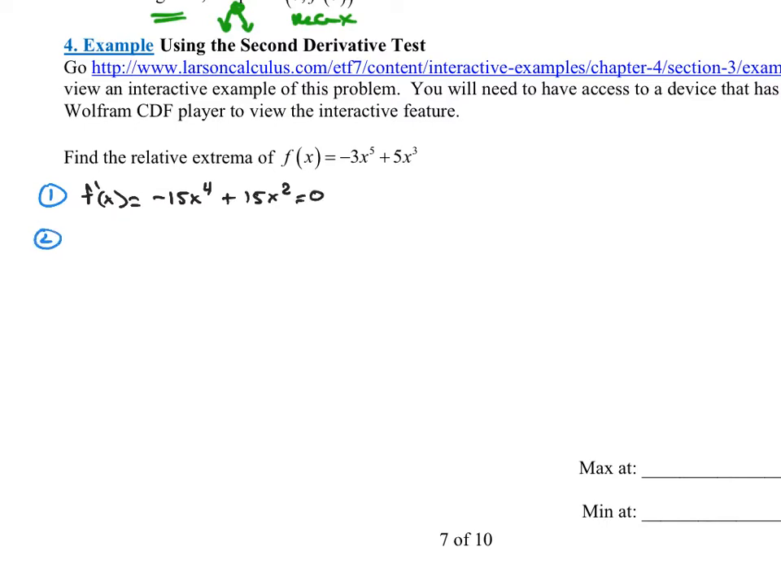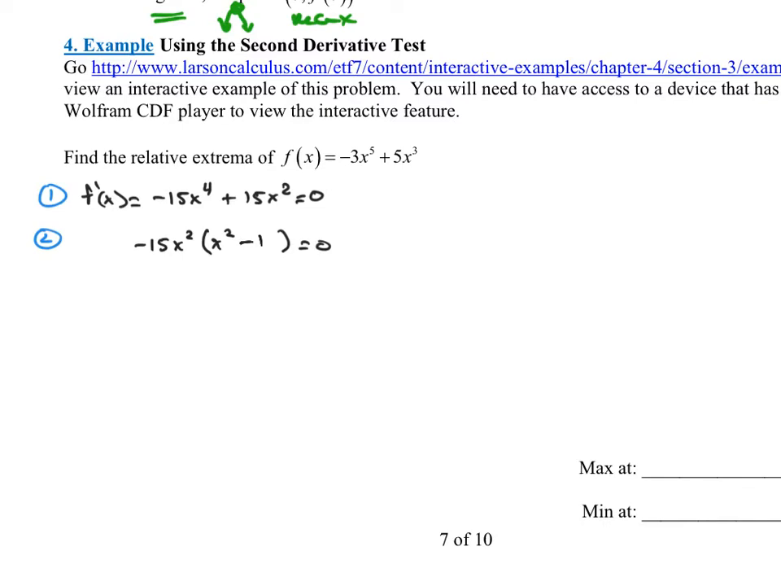Step 2 in that list that I wrote there is actually find the critical values. So we need to set this equal to 0 or undefined. Well, it's a polynomial function, so it's never undefined, so let's just look at when it's equal to 0. I can factor out a negative 15x squared from both of these terms. If I factor out a negative 15x squared, what would be left in the first term would simply be an x squared. Let's be really, really careful again. 15x squared divided by negative 15x squared would actually be a minus 1.